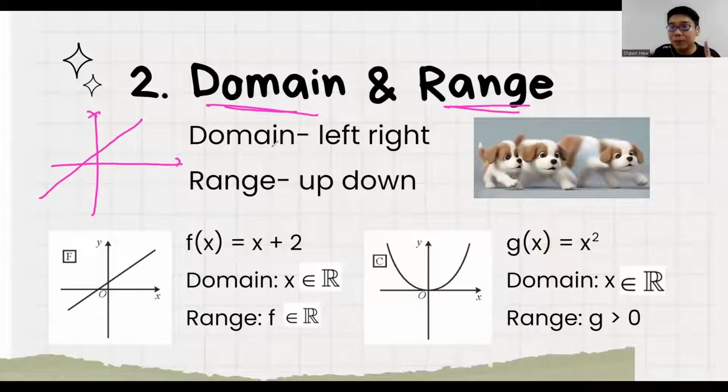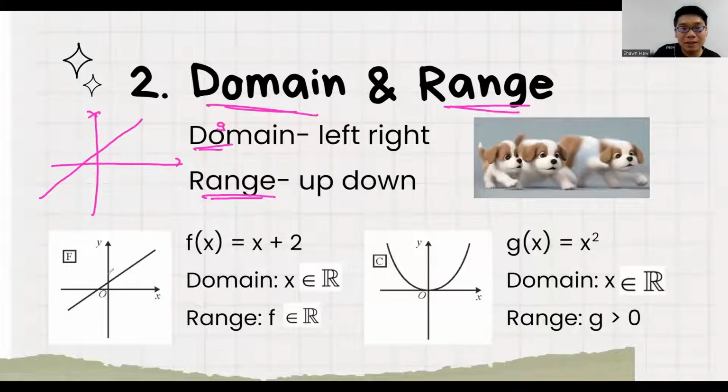So domain refers to whether this graph can continue to go left or go right. What is the left, right? Okay, and then range will identify what is the up, down of the graph. So the way that I ask you guys to remember is domain is just like a dog. It can only run left and right. It cannot fly up, down, right? So that's why domain, left, right.